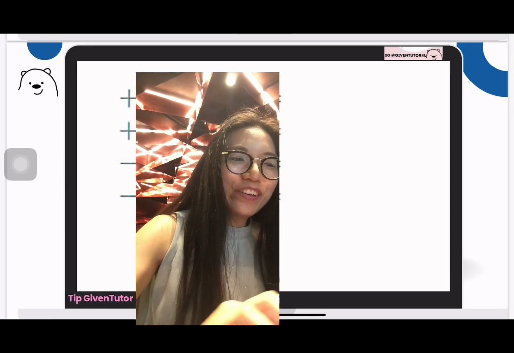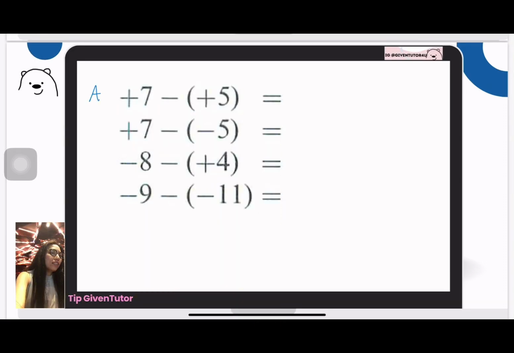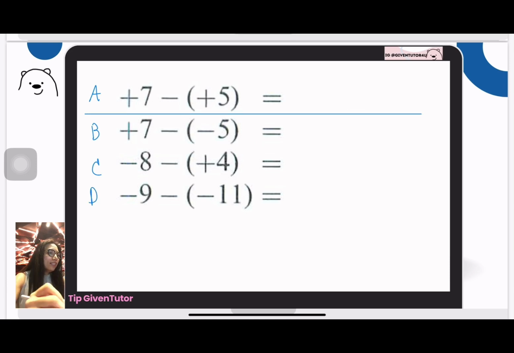Okay, let's take a look at this one. Let's do a basic check-up, like A, B, C, D right here. The first thing: plus 7 minus with plus 5. This is quite deceiving, right? It's exactly the same thing as 7 minus 5. So what do you get? 2, right?